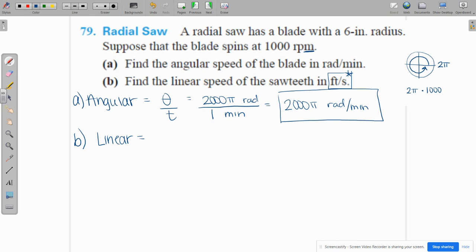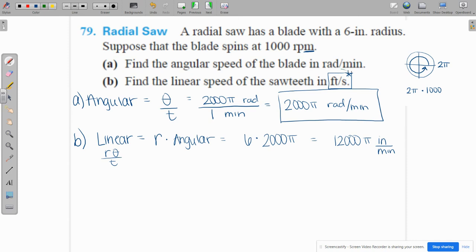So as a reminder, for your linear speed, you just take your radius and multiply that by the angular speed, because your angular speed is theta over time, right? Linear speed is r theta divided by t. So our radius was 6 inches. We need to multiply that by our angular speed, which was 2,000 pi. And what we would get here is 12,000 pi. But remember, our units are now inches for that arc length per 1 minute. So inches per minute, that's not really what we're looking for.